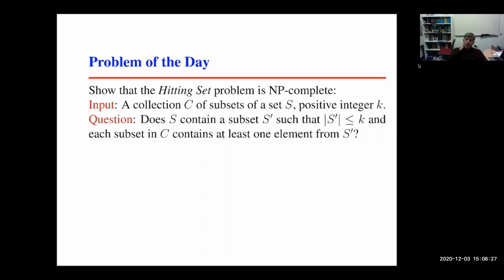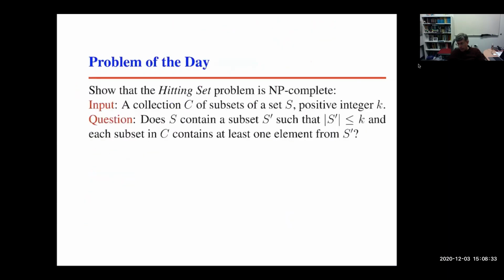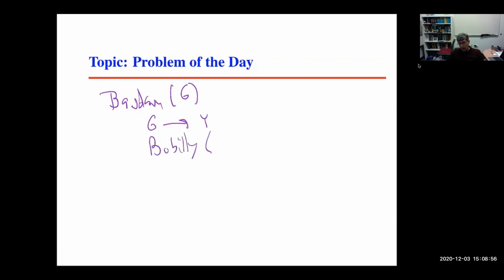It looks like I don't have my slides actually for the Bandersnatch Bobilly thing. You've probably heard me talk about this many times. Let's just go ahead about it. What was the Bandersnatch Bobilly thing? If I have an algorithm, Bandersnatch of G, that works by converting G to something called Y, calling Bobilly of Y.